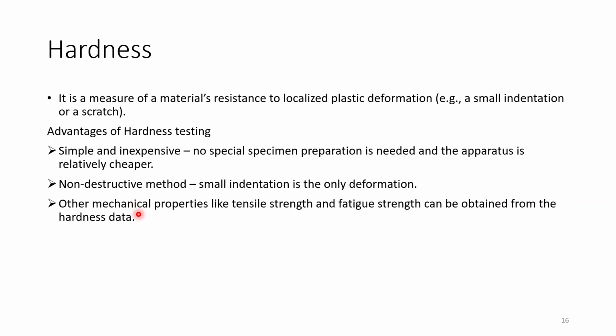Other mechanical properties like tensile strength and fatigue strength can be obtained from the hardness data. So there are some empirical relationships for particular materials. For example, for steel, brass and other metals, there are approximate relationships between tensile strength, fatigue strength and hardness.